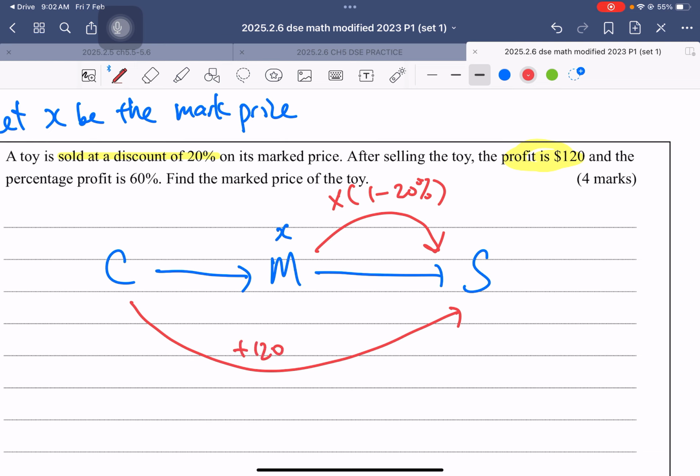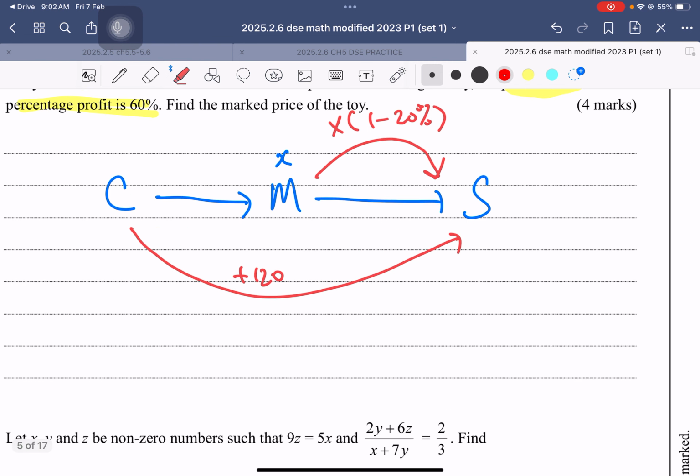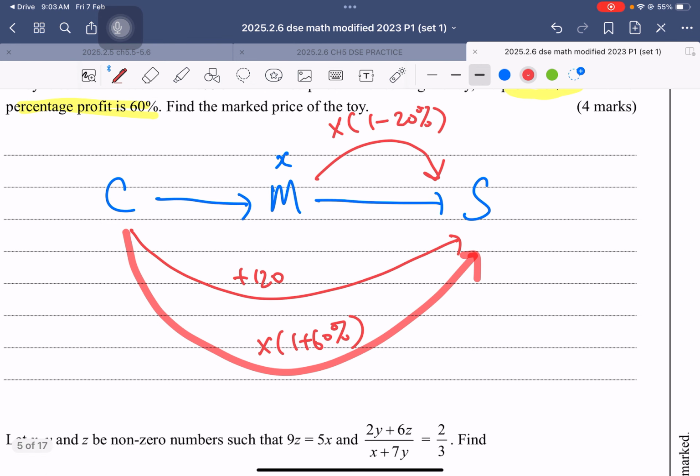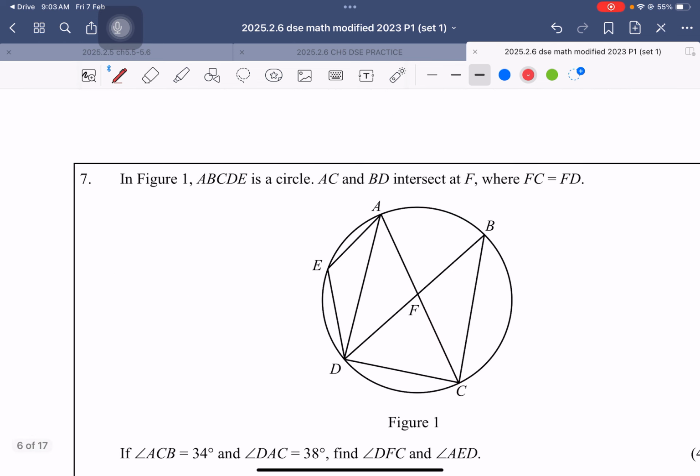And the percentage profit. Again, from where to where? To C and S again. So you draw another line. That's the method. It's percentage, so you need to use times, isn't it? This is profit, so plus or minus? Plus. So now I have this as times 1 plus 60%. Can you get this graph? Okay, now it is your time to do the graph again. I give you 1 minute to draw the graph.